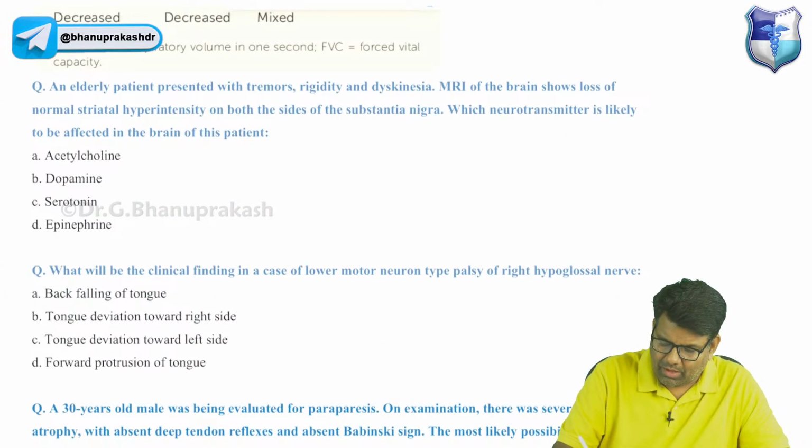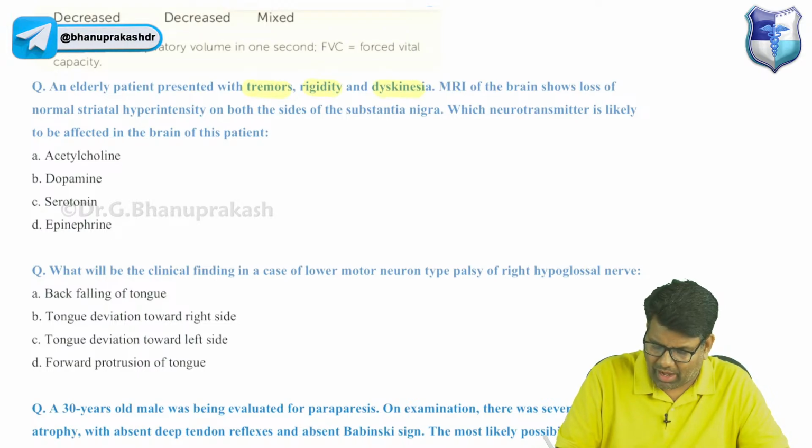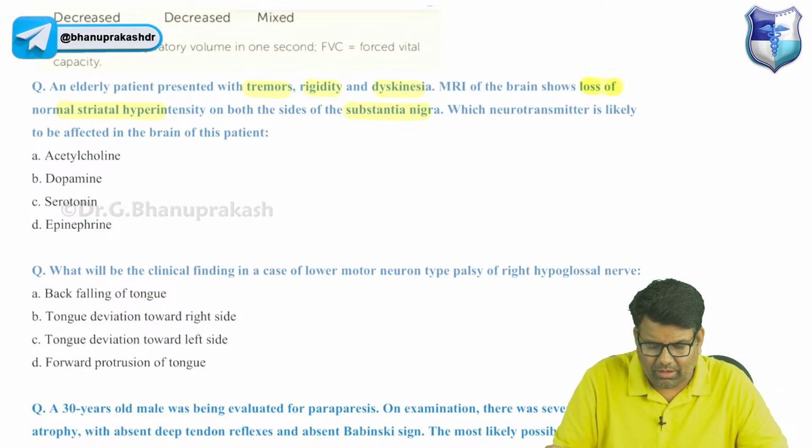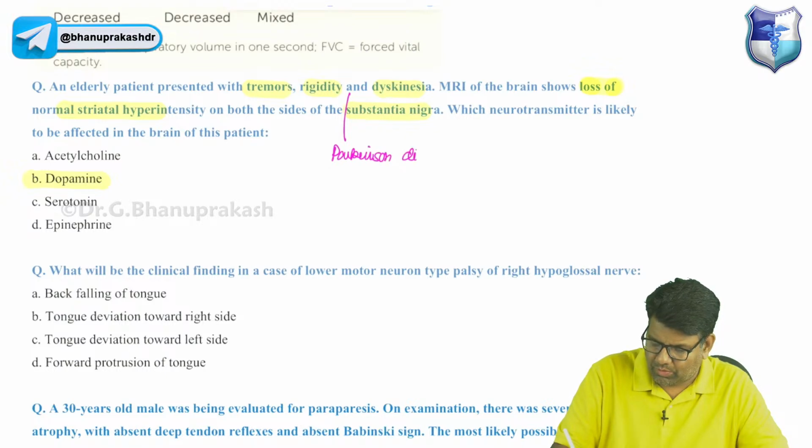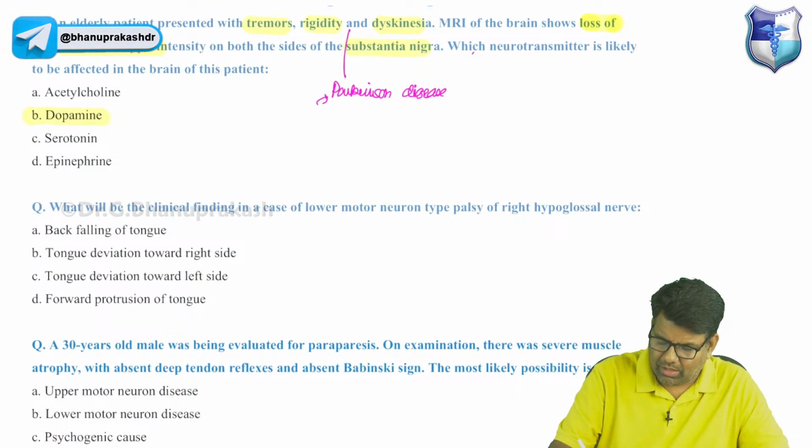Next question. A patient presented with tremors, rigidity, bradykinesia, and when we did MRI, we saw that there is loss of normal hyperintensity on both sides of the substantia nigra. Which neurotransmitter is affected? Yes, this is a classical case of Parkinsonism with involvement of substantia nigra. This is dopamine. Next question.